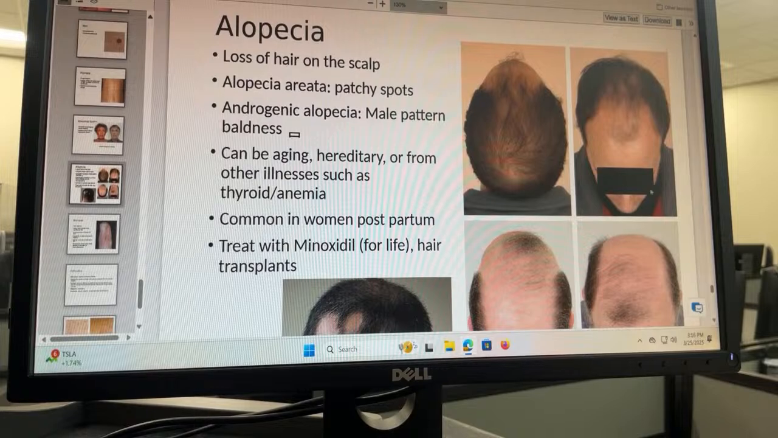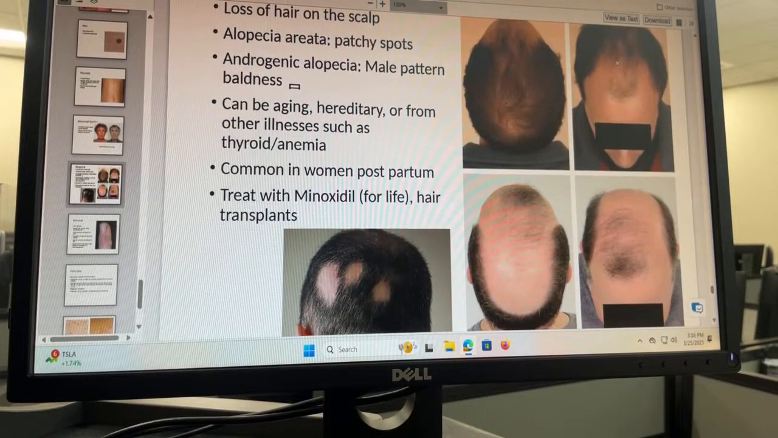And this one is like the typical, like they start having the receding hairline over here and then they start losing like that spot in the middle of the back of their head, and then they just lose all the hair to where they only have hair like on the sides. That's very typical textbook male pattern baldness.